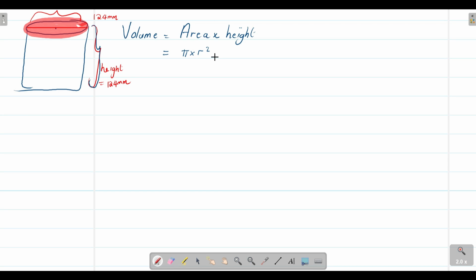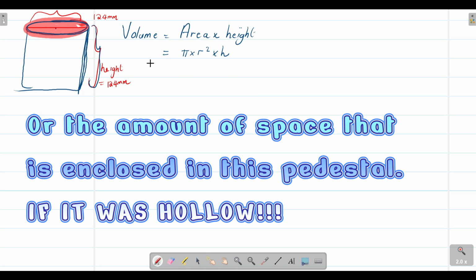So what is the height of this cylindrical container? Taking the area that is occupied there at the top, multiplying by the height of the cylindrical container will actually give us how much space this cylindrical container occupies, how much space it takes up. So that is the formula that we use to calculate the volume of a cylinder.